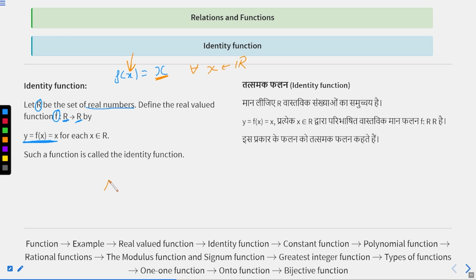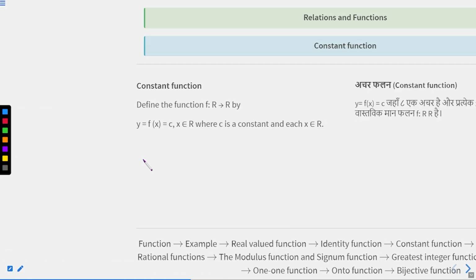For example, if you take x as 1, you will get 1. If you put 1.2, what will you get? 1.2. You get the same output as the input. So this function we call an identity function. Such a function is called the identity function. I hope that it is clear to you. Okay, let's move to next.